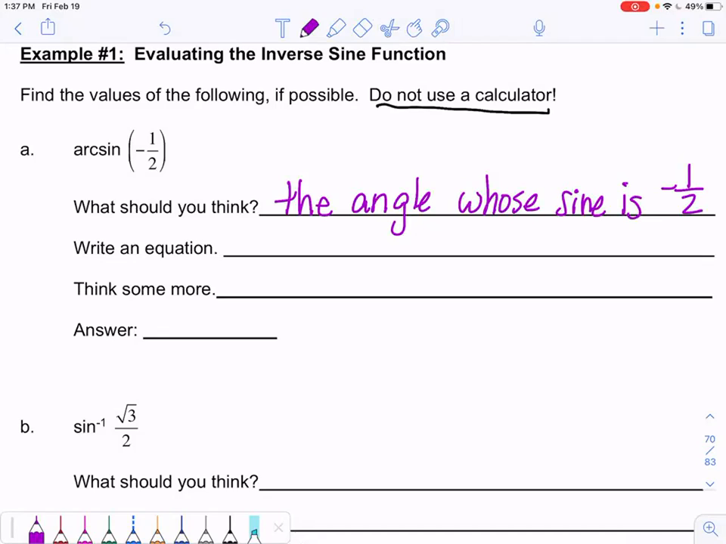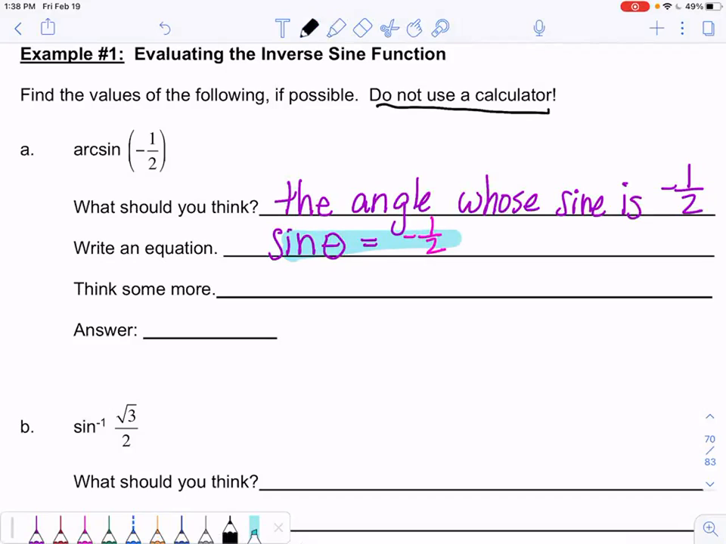You do need to write an equation. So we're going to take this inverse notation and write it as an equation that we would have seen during the first half of the chapter. We are trying to find an angle for a sine value. So that means I have the sine of an angle. That angle is supposed to be equal to -1/2. This equation is something that we've worked with back in sections 4.2, 4.3, and 4.4. So that equation, the angle whose sine is x: sine theta equals -1/2.